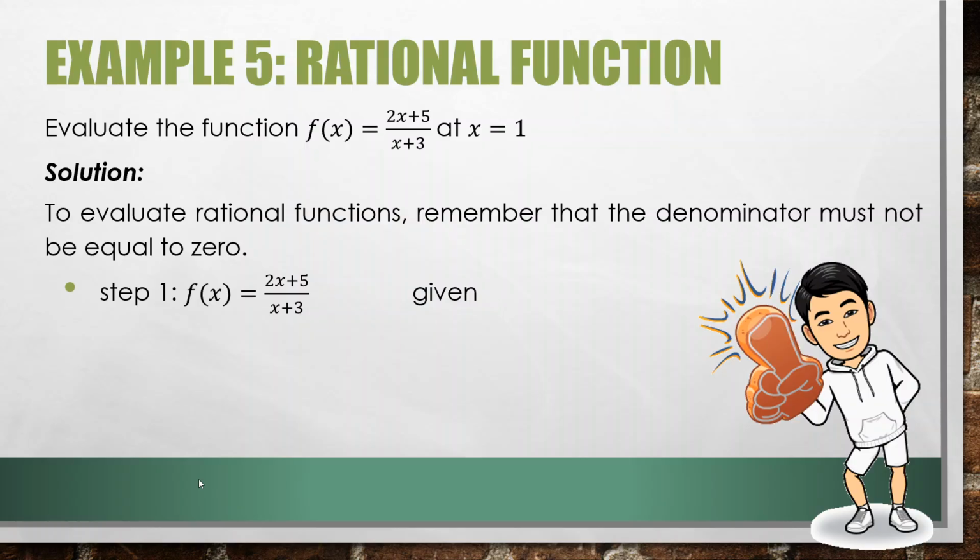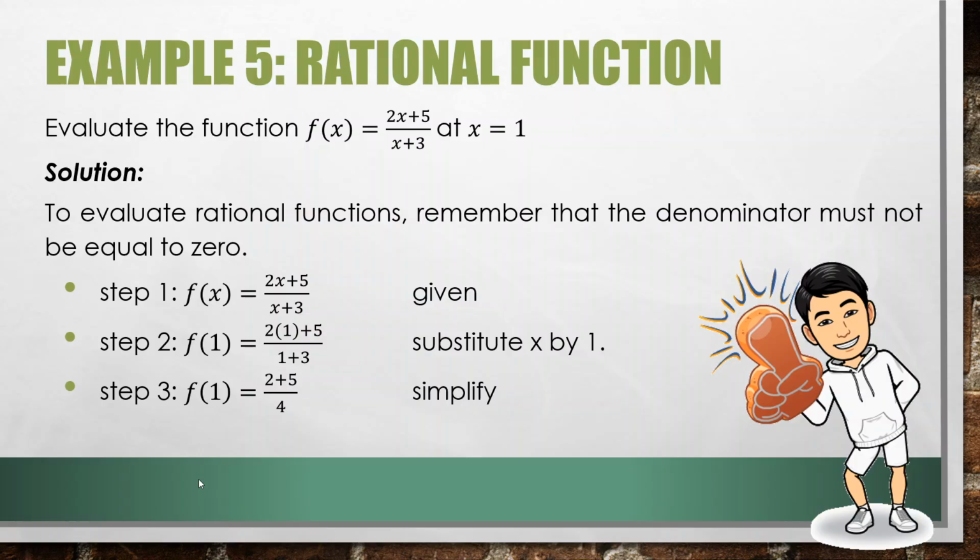So, then, step number 2, substitute lang natin yung ating value ng x. So, we have f of 1 is equal to 2 times 1 plus 5 all over 1 plus 3. So, then, simplify natin. So, we have f of 1 is equal to 2 plus 5 over 4. Again, simplify ulit natin. We have f of 1 is equal to 7 over 4. So, pwede natin siya ipakita as 7 over 4, fraction, or pwede rin natin siyang i-divide pa din. So, magiging 1.75. So, either fraction or decimal numbers, pwede siya maging final answer.